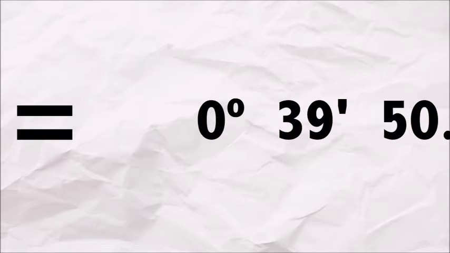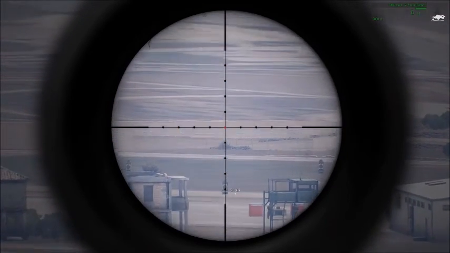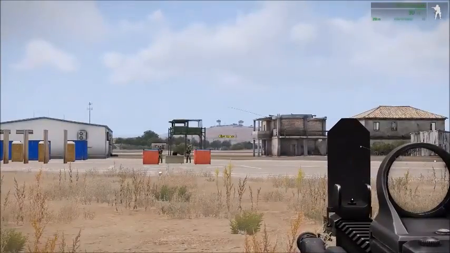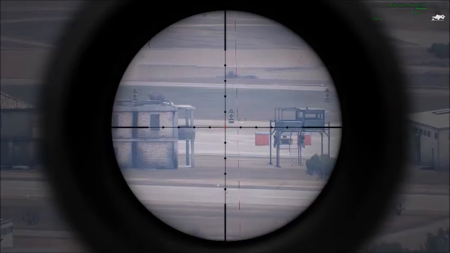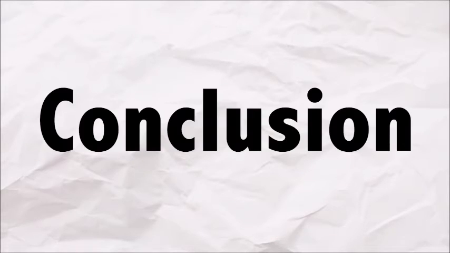This gives us 0 degrees, 39 minutes, and 50.88 seconds, meaning we have to aim above the target about 2/3 of a degree. So, aim up 2/3 of a degree, and direct hit. In conclusion, to accurately fire weapons at a distance, maths comes in very handy.